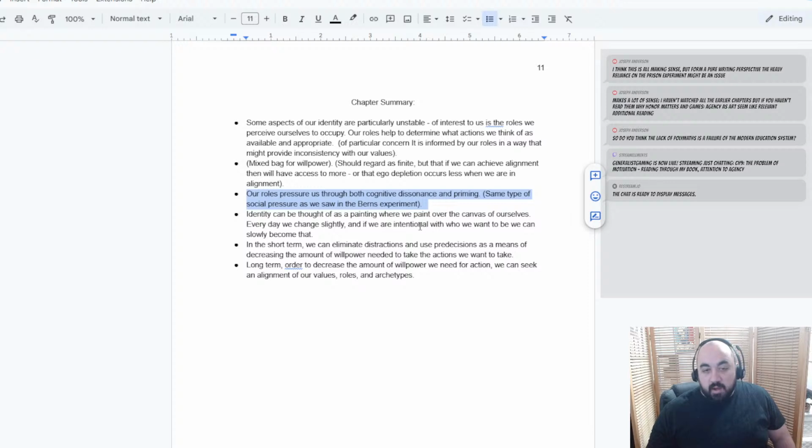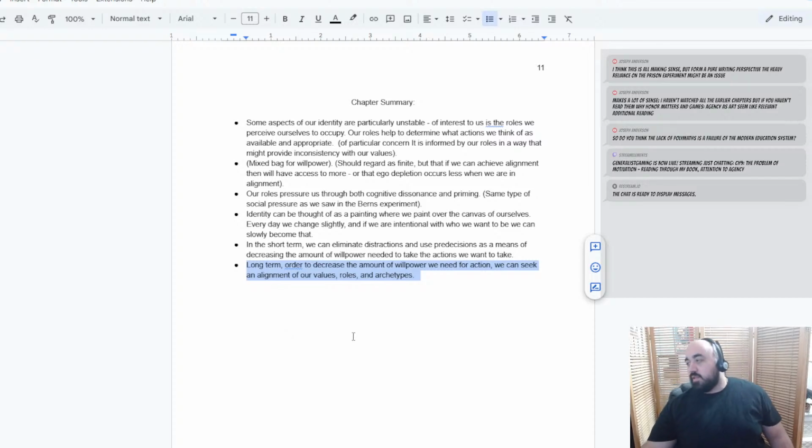Identity can be thought of as a painting where we paint over the canvas of ourselves. Every day we can change slightly, and if we are intentional with what we want, we can slowly become that. In the short term, we can eliminate distractions and use pre-decisions as a means of decreasing the amount of willpower needed to take the actions we want to take. Long term, in order to decrease the amount of willpower we need for an action, we can seek alignment of our values, roles, and archetypes.